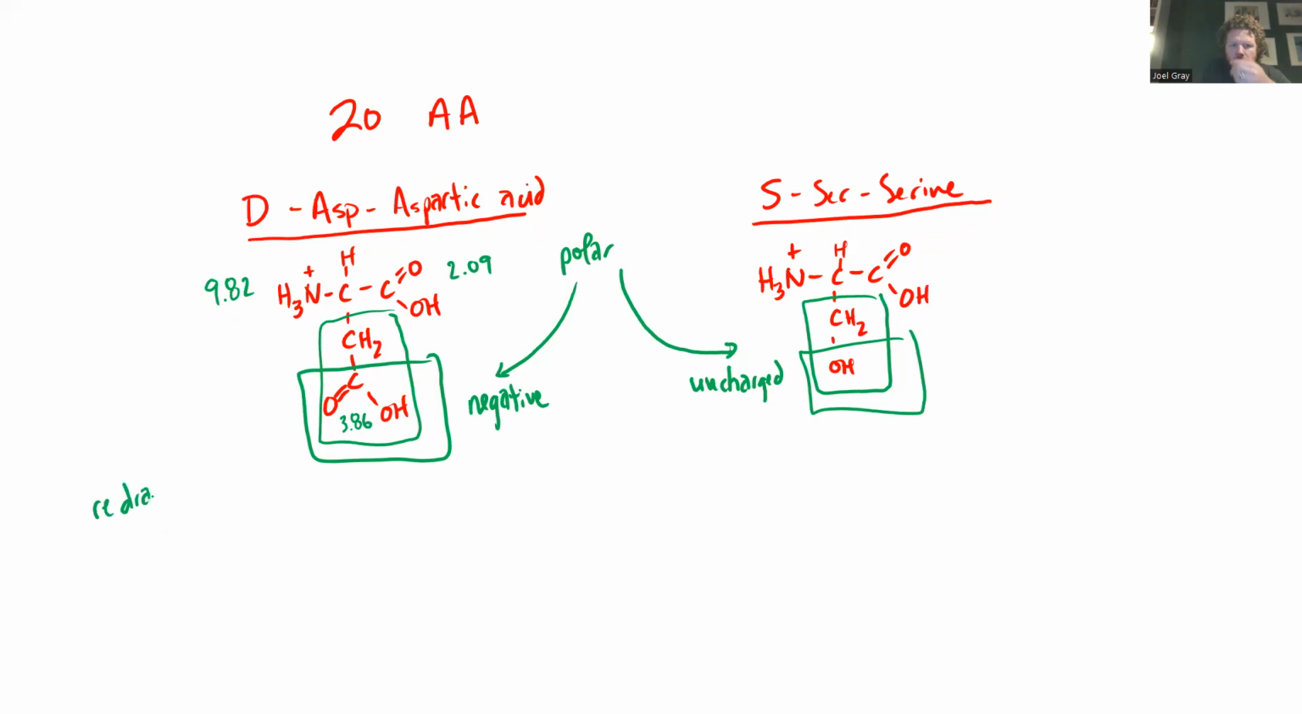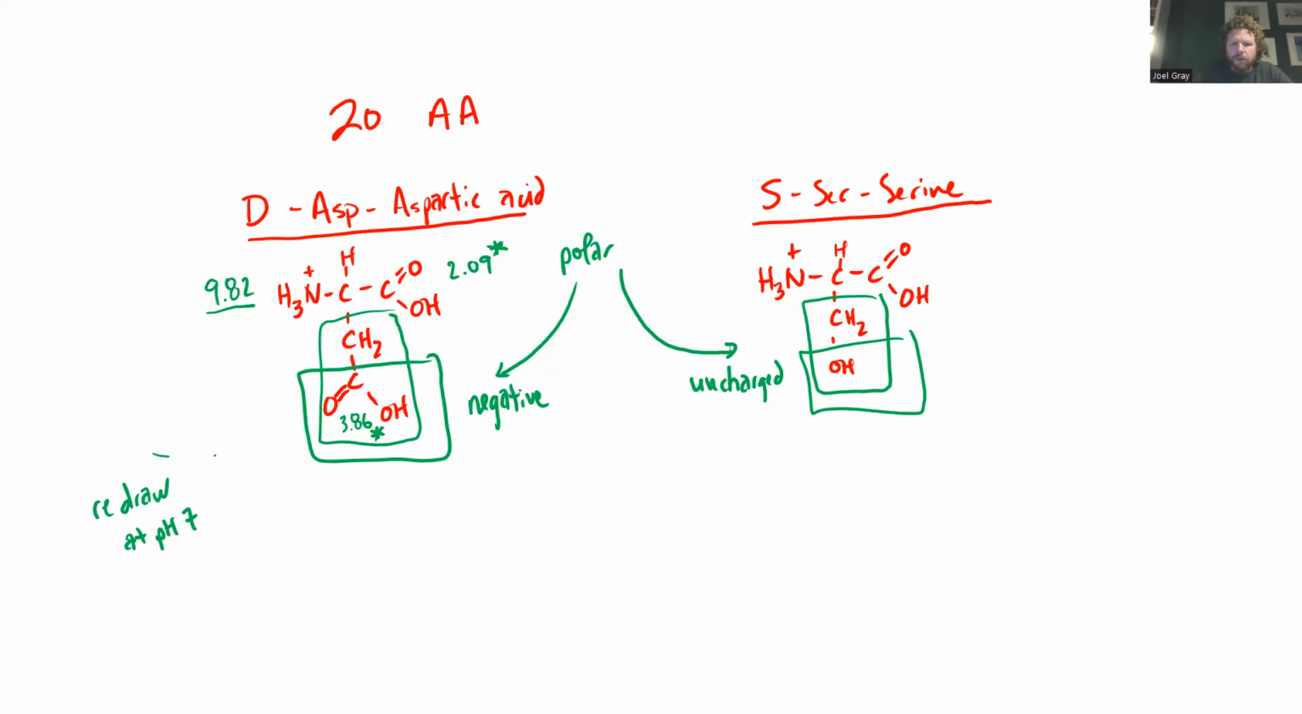Okay, now imagine that I'm going to redraw that at a pH of 7. I'm going to put a star by each of these groups that will be different because of the pH. I'm looking at my two pKa values, 3.86 and 2.09. Both of those values are below 7. And as a result, those groups are both going to be deprotonated. Meanwhile, my pKa of 9.82 is above the neutral pH of 7. So that group is going to be unchanged.